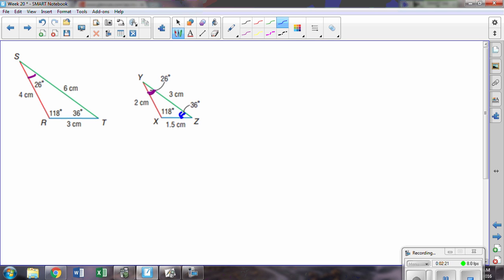Likewise, we'd have 36 congruent to 36, 118 congruent to 118. And my board glitched out on me for a bit there. Let me try to erase that as much as I can. But the point is, in order to have similarity, every pair of corresponding angles must be the same. If there's even one angle off by a millionth of a degree, they're not similar. Every pair of corresponding angles has to be perfectly congruent.